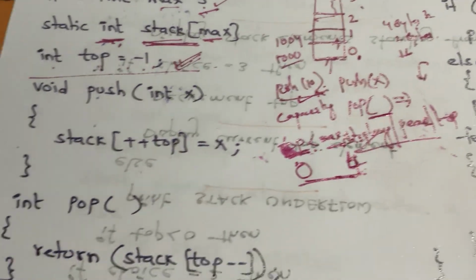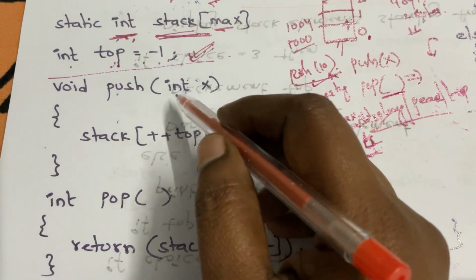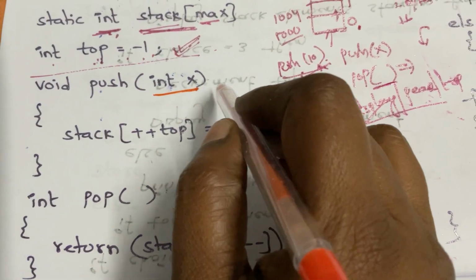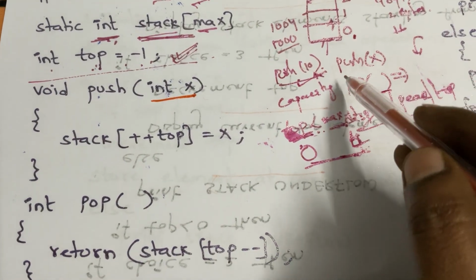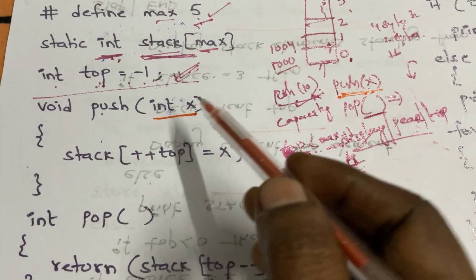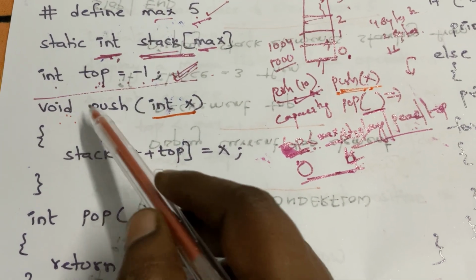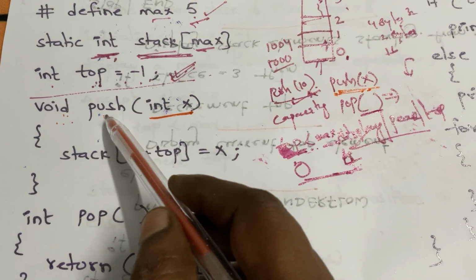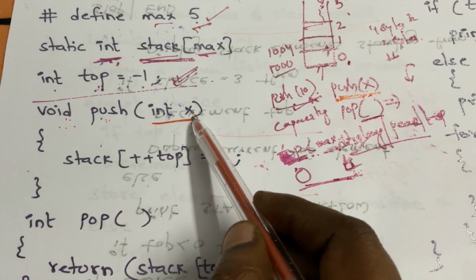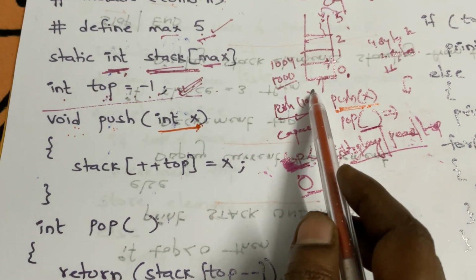Now let's see how push works in the coding part. I wrote a function for push: void push(int x). For sure you have to pass an argument. Under stack operations, I have noted here push of x. Now void is the return type. It returns nothing. Push is the function name. And int x is the variable that holds the value to be inserted into the stack.